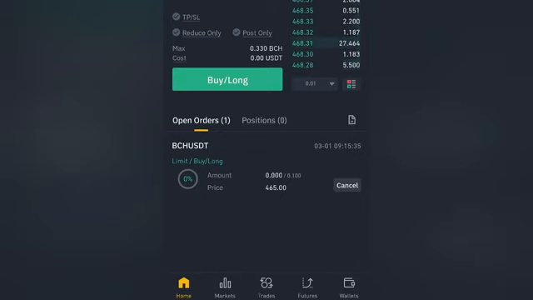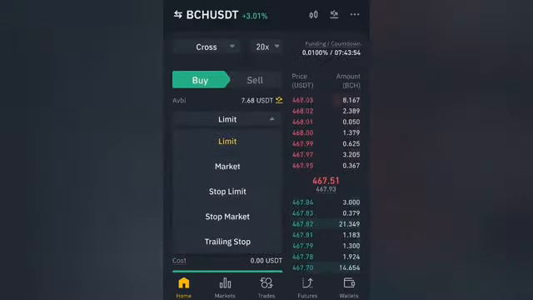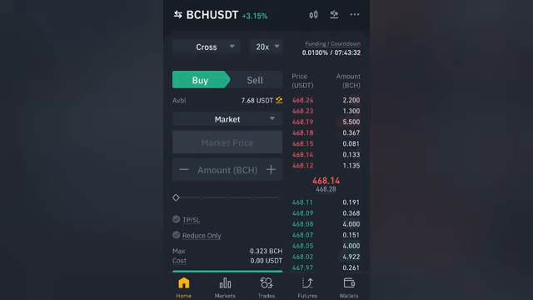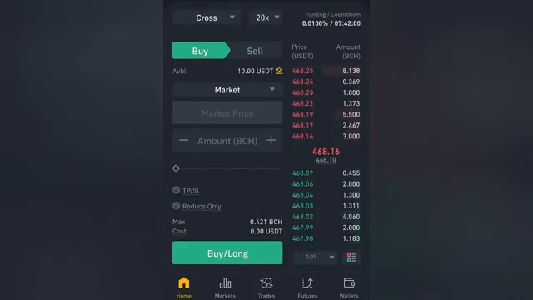Now the reason why it's like this is because I am on the limit tab. But if I click on market, I can execute my trade instantly. As you can see, I cannot select the price at which I want to buy. It will just buy from the existing order book, select the best available offer, and give it to me. Let me show you something now.